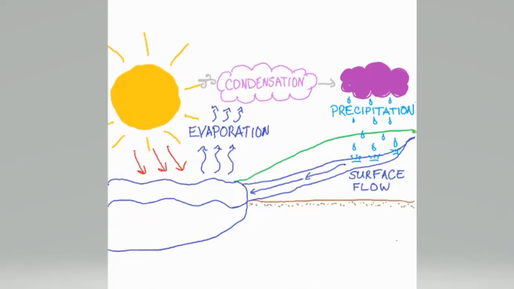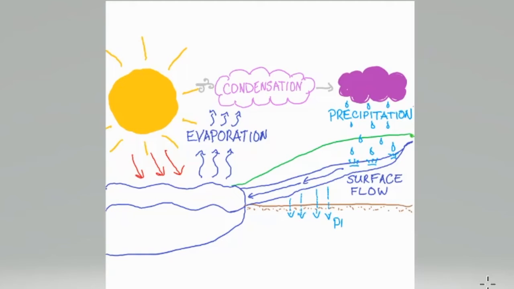A second path is called percolation. Percolation is when water droplets sink into the ground. A droplet is small enough to slip and slide through the dirt and spaces between rocks. Again, this is called percolation. Water soaks into the ground like water soaks into a sponge. Percolation is water soaking into the ground.